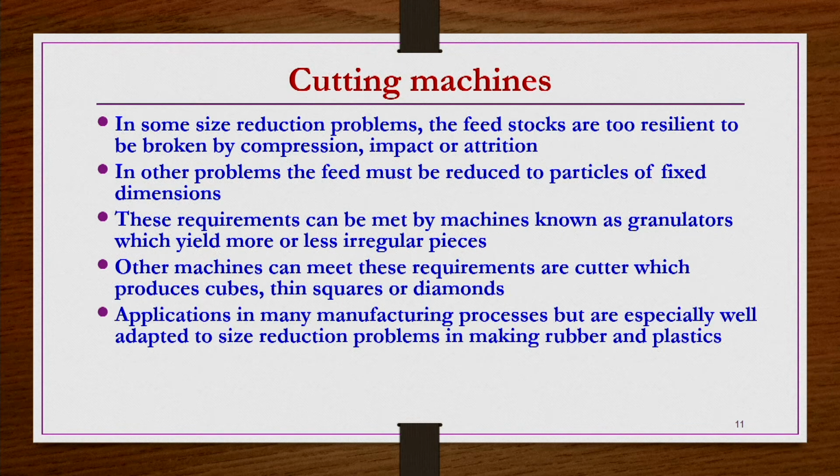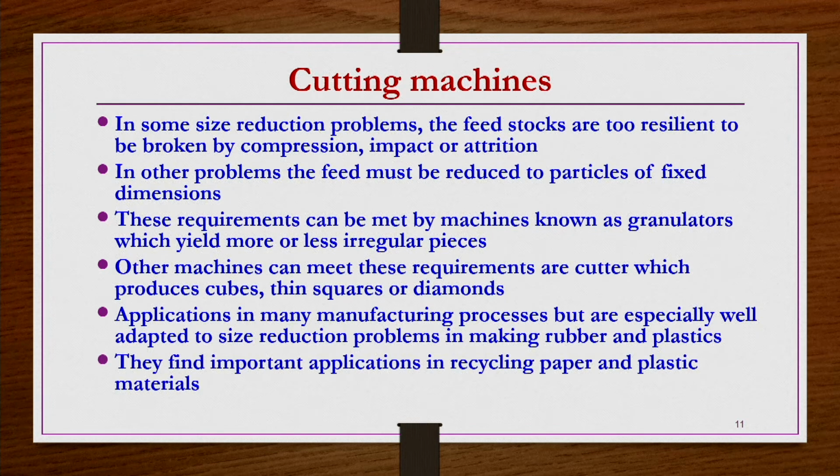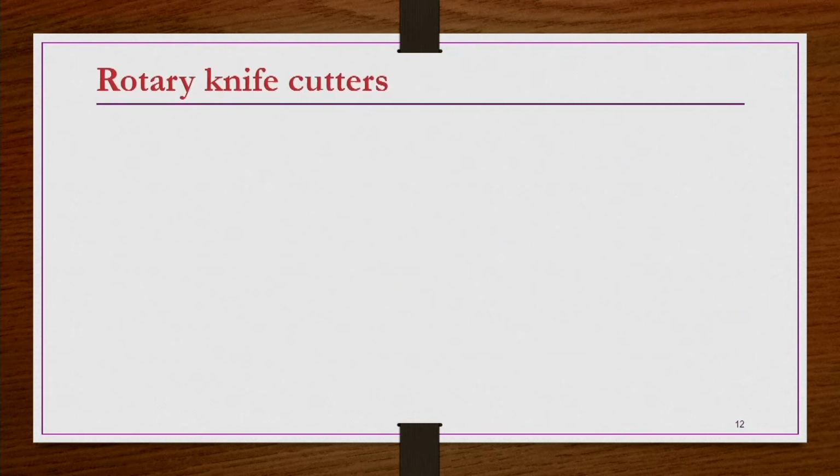These cutting machines can find applications in many manufacturing processes, but are especially well adapted to size reduction problems in making rubber and plastics. They are also finding applications in recycling paper and plastic materials as well. So, now we see equipment available for cutting machines. Let us take an example of rotary knife cutters.